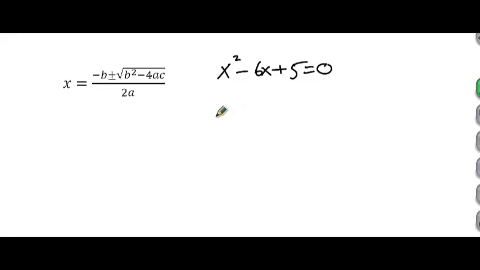So, negative b. So b is our negative 6. So b equals negative 6. Negative b would be a positive 6.